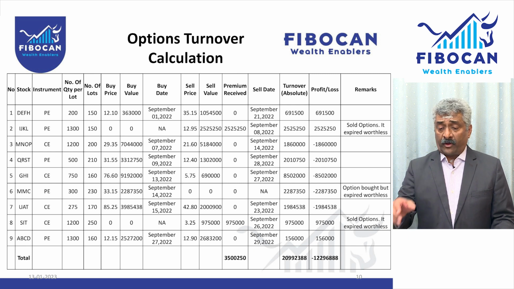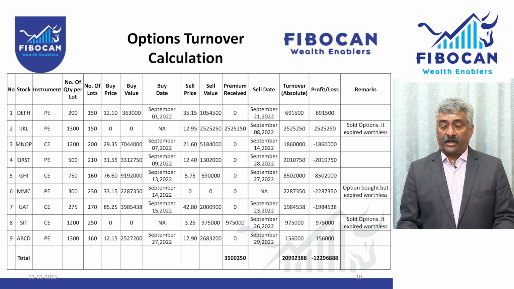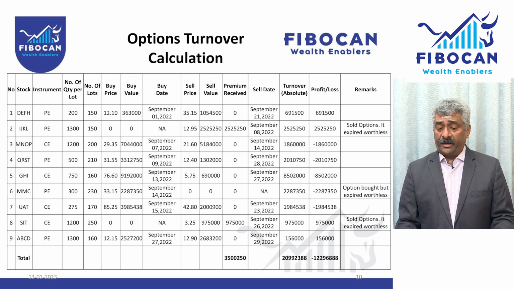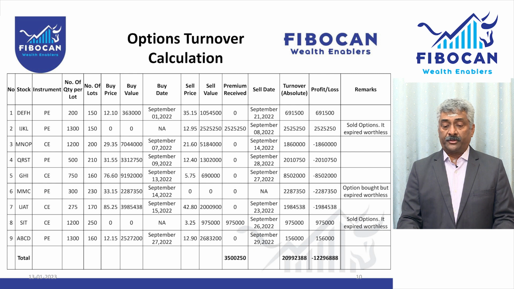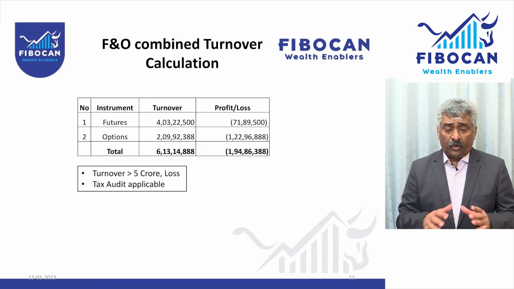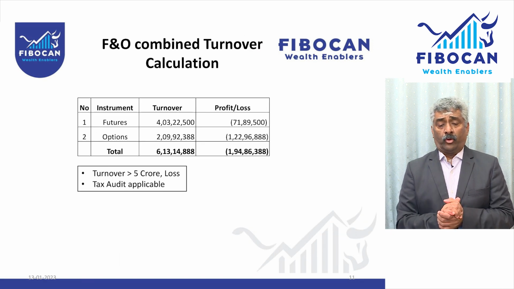So if you compute the overall thing, the premium received is only in 2 transactions, he received a premium of 35 lakhs or something, and the turnover is 2 crores 9 lakhs 92,388 and a loss of 12 lakh 29. 1 crore 22 lakhs 96,888. That is the loss on options. So now you have to combine both.